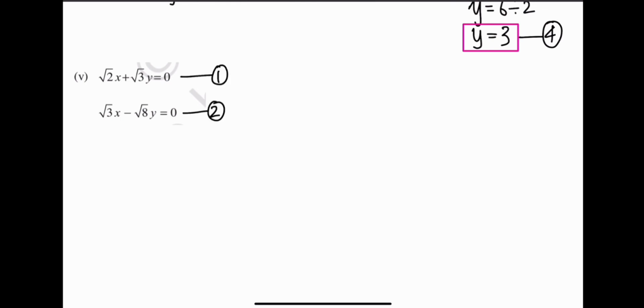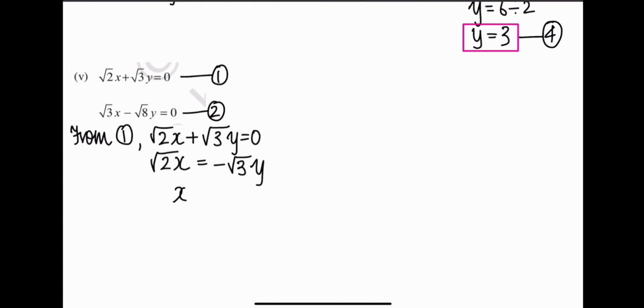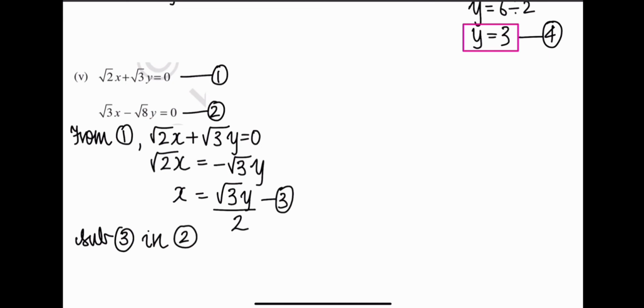That's the first equation. Now what we'll do is take root 3y to the other side. So root 2x is equal to minus root 3y. Always be careful with the symbols you use. We don't need to rationalize it here, as you'll observe soon.